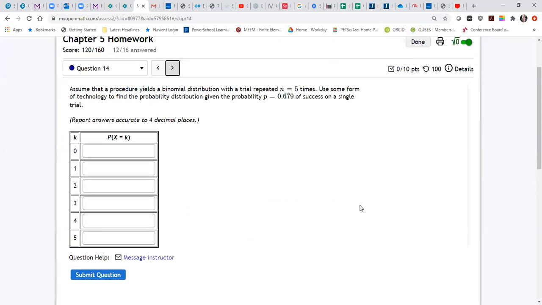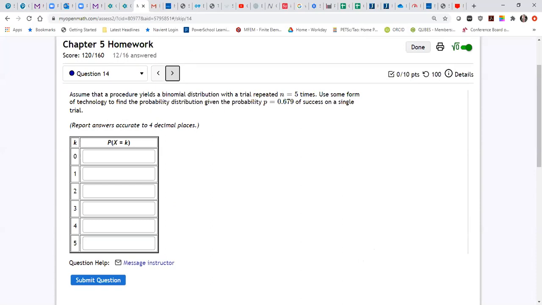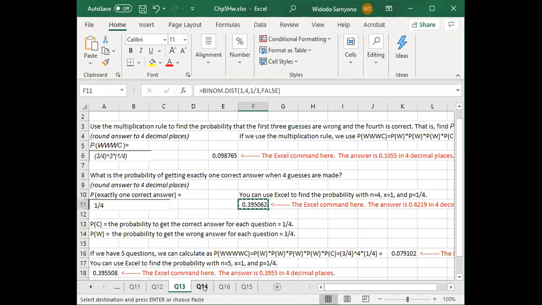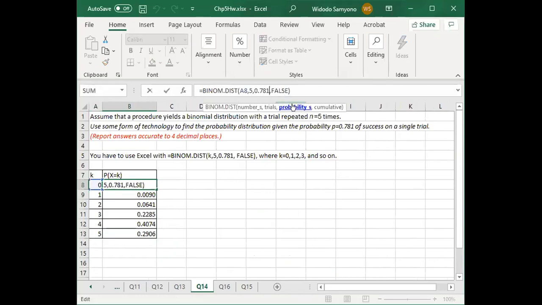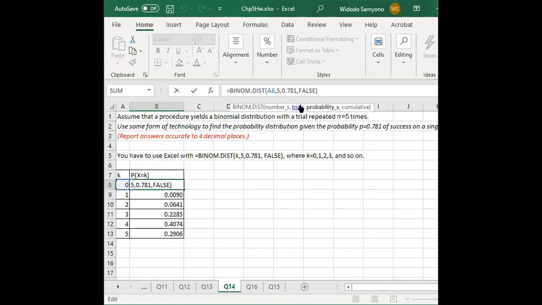Okay, for this one, yeah, again, you can use the Excel here. So in this case, your P is 0.679, okay. So in the Excel, you need to change the P here, which is 0.679, right? So 0.679, okay, enter.